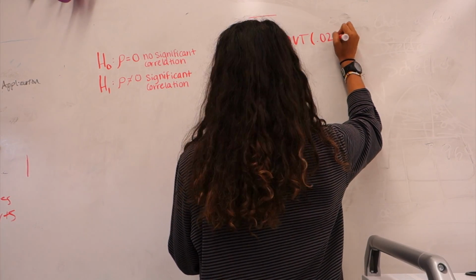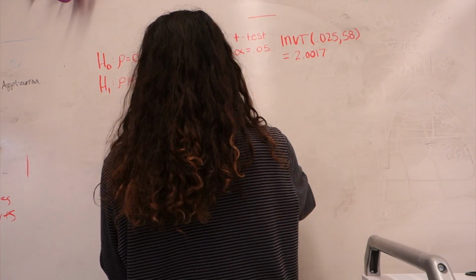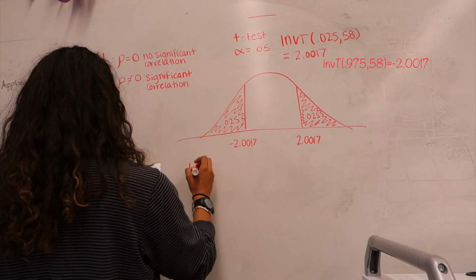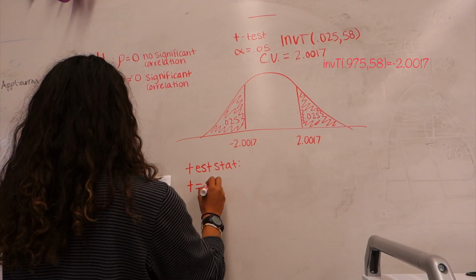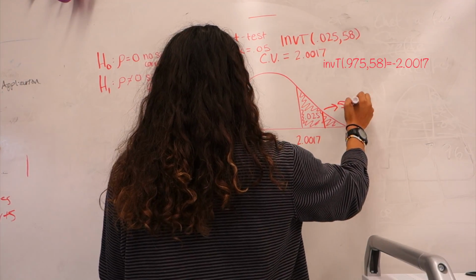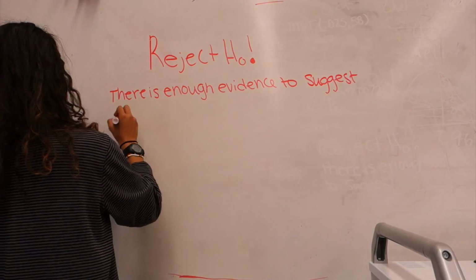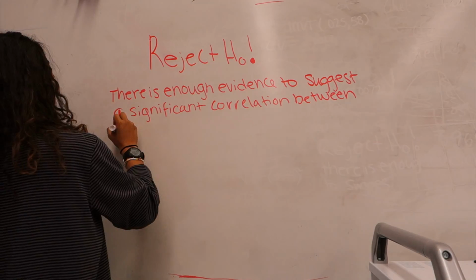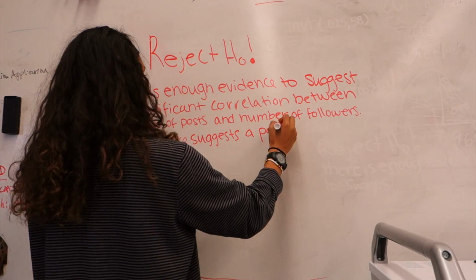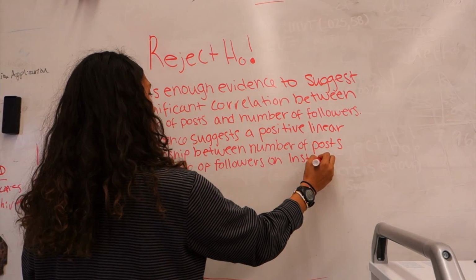Using inverse t with 58 degrees of freedom, we found that the critical value was plus or minus 2.0017. Next, to find our test statistic, we plugged in our n, r, and r squared values into our t-test equation. We got t equals 5.0072. It was time to make the decision. Because our test statistic ended up in the shaded region, we rejected the null hypothesis. This meant that there was enough evidence to suggest a significant correlation between the number of posts and the number of followers on Instagram. The evidence suggested a positive linear relationship between number of posts and number of followers.